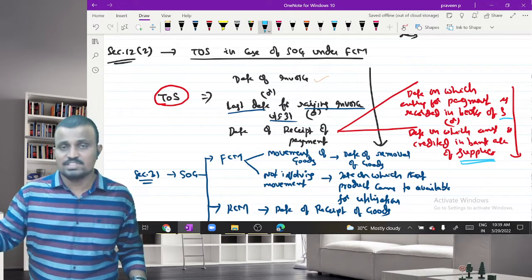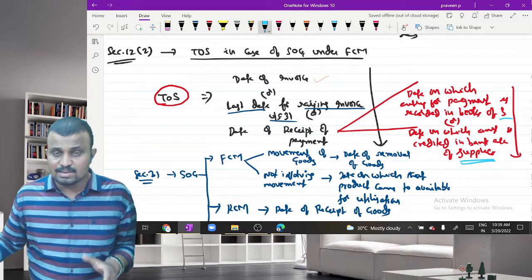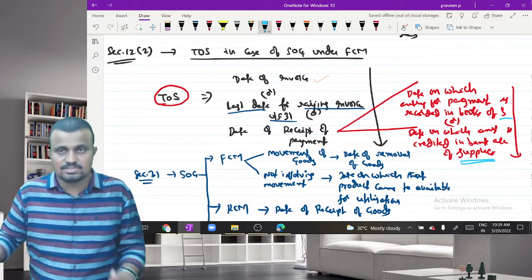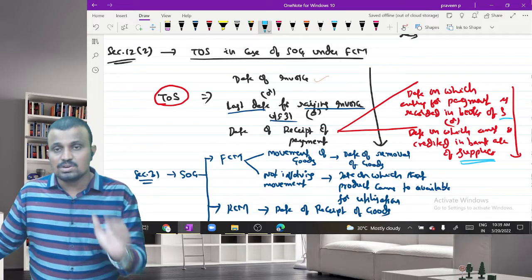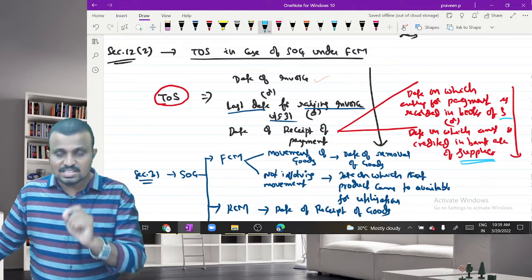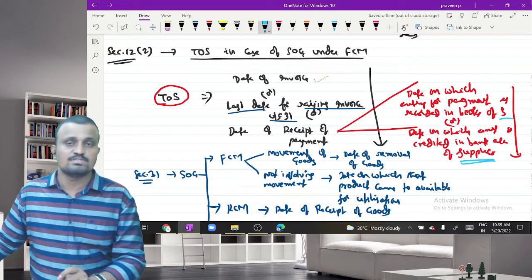And remember, in case of part payments, where some payment is received at present and the remaining payment is agreed to be paid after some period, then we have to apply the time of supply to the extent of the payment received or to the extent of the invoice raised, not on the whole amount. That is very, very important in case of time of supply.